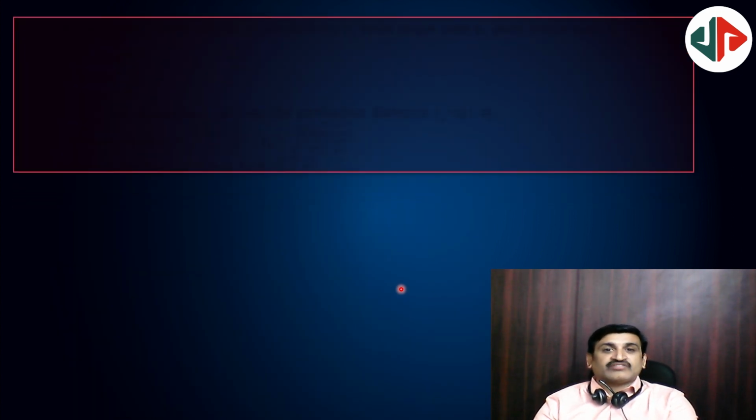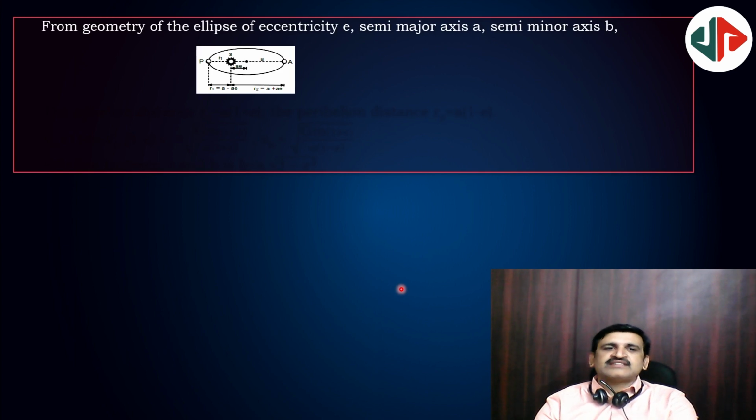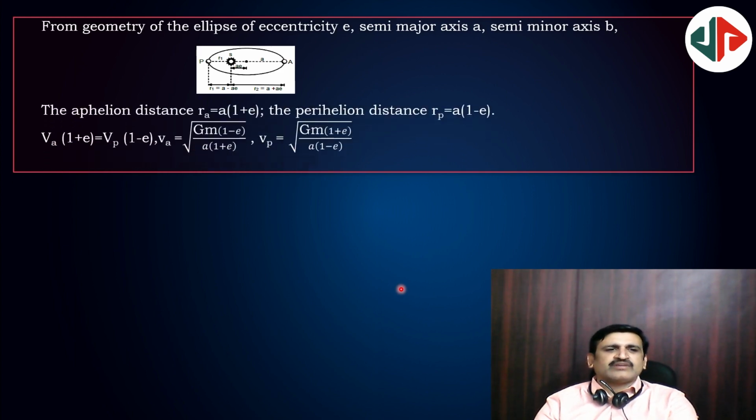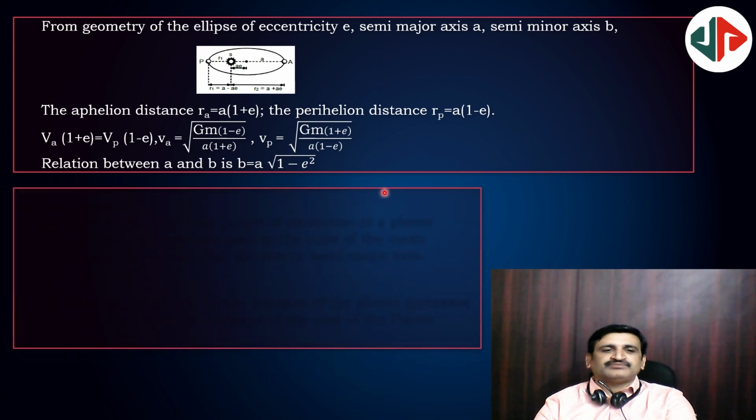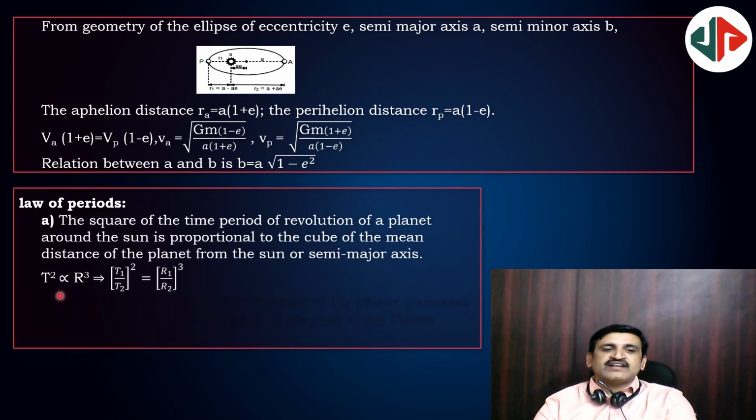Next, law of time periods. The closest point is a into 1 minus e, and the farthest point is a into 1 plus e. So from the law of conservation of angular momentum, v1 r1 is equal to v2 r2. Next, law of periods. T square is proportional to r cube for every planet. The square of the time period is proportional to the cube of the radius.